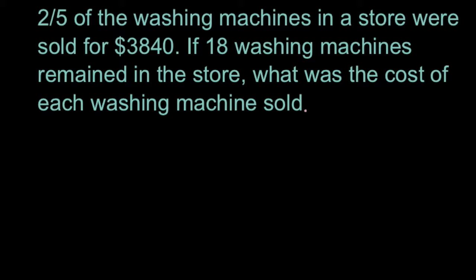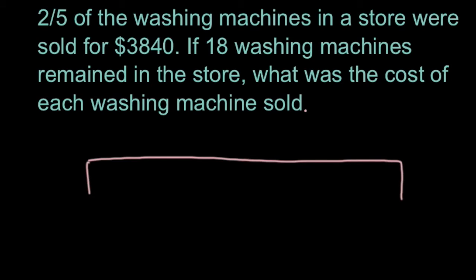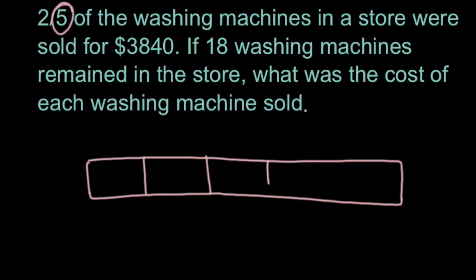2/5 of the washing machines in a store were sold for $3,840. If 18 washing machines remained in the store, what was the cost of each washing machine sold? Well, I'm told that 2/5 of the washing machines in the store were sold. So I'm able to begin by drawing my whole bar, and I'm going to split it up into 5 parts because I'm given the fraction 2/5, and 5 is my denominator. 1, 2, 3, 4, 5. I know that 2/5, so these 2 units, were sold for $3,840.